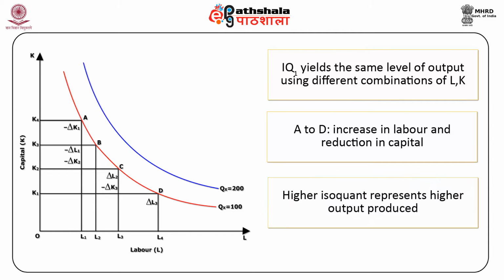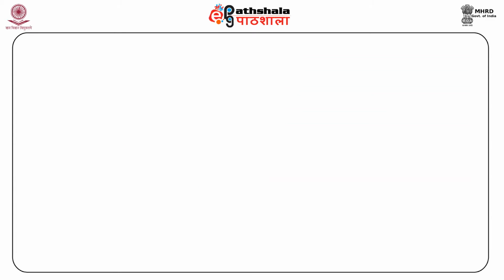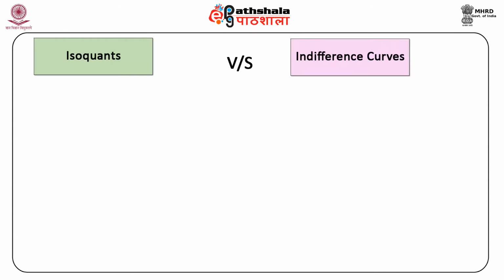A higher isoquant represents higher output produced using more of both labor and capital combinations, as represented by IQ2 in the diagram, which is yielding 200 units of X. Now, let us study the difference between an isoquant and an indifference curve. An isoquant is analogous to an indifference curve in more than one way.